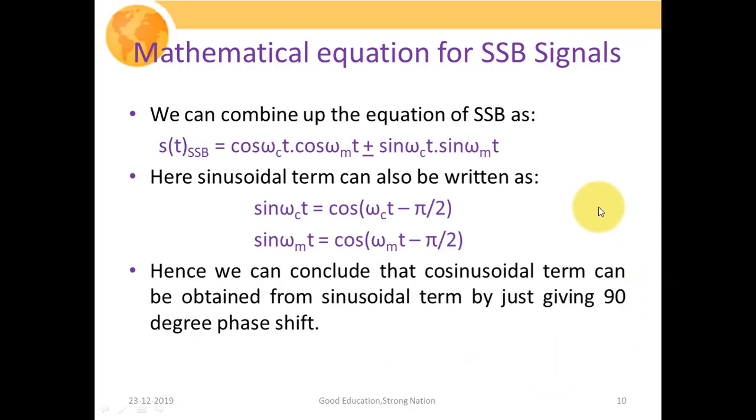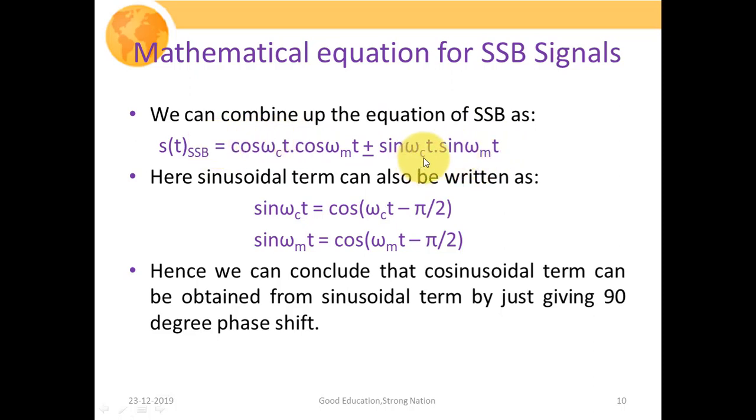Now we can combine both these equations, so we can have the generalized expression for the SSB signal as cos of omega c t cos of omega m t plus or minus sine of omega c t into sine of omega m t. Obviously we are going to take one sign at a time, either cos omega c t cos omega m t plus sine omega c t sine omega m t, or cos omega c t cos omega m t minus sine omega c t sine omega m t, which represents the actual SSB-SC waveform.